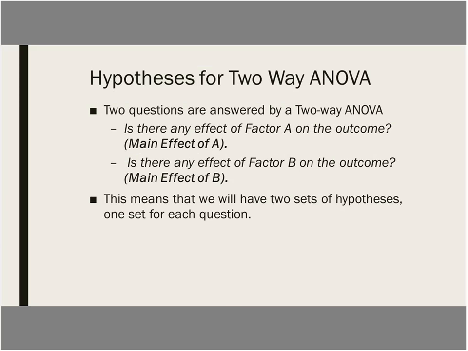So what could be the hypotheses for the two-way ANOVA? Well, there's two questions that are going to be answered by a two-way ANOVA. Is there any effect of factor A on the outcome, the main effect? Is there an effect of factor B on the outcome? So in a one-way ANOVA, we only have one hypothesis. Typically, in a two-way ANOVA, you will have two hypotheses.